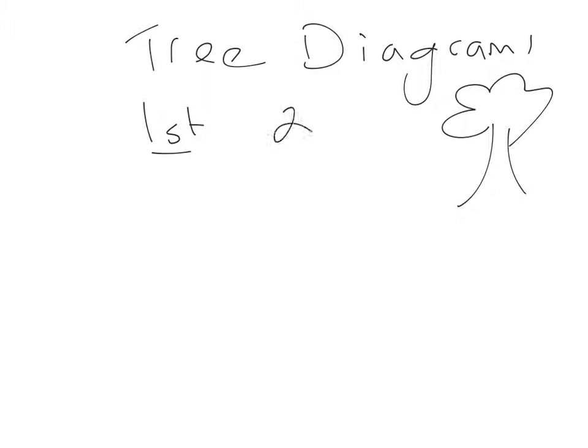Let's talk about tree diagrams. Tree. Like a tree. Okay, so this is a good way of visualizing what's happening in a probability experiment or something like that. So if we're tossing a coin twice, you always need to look at the stages.